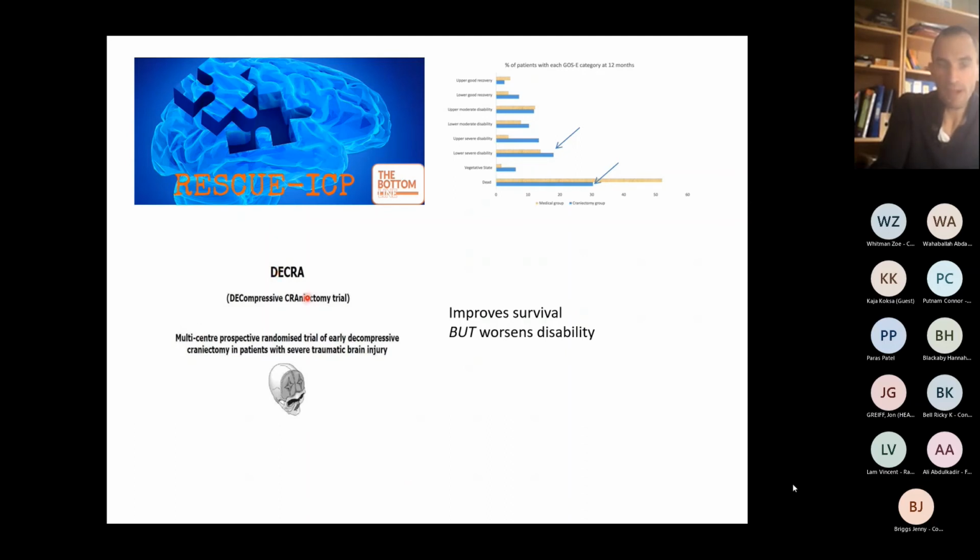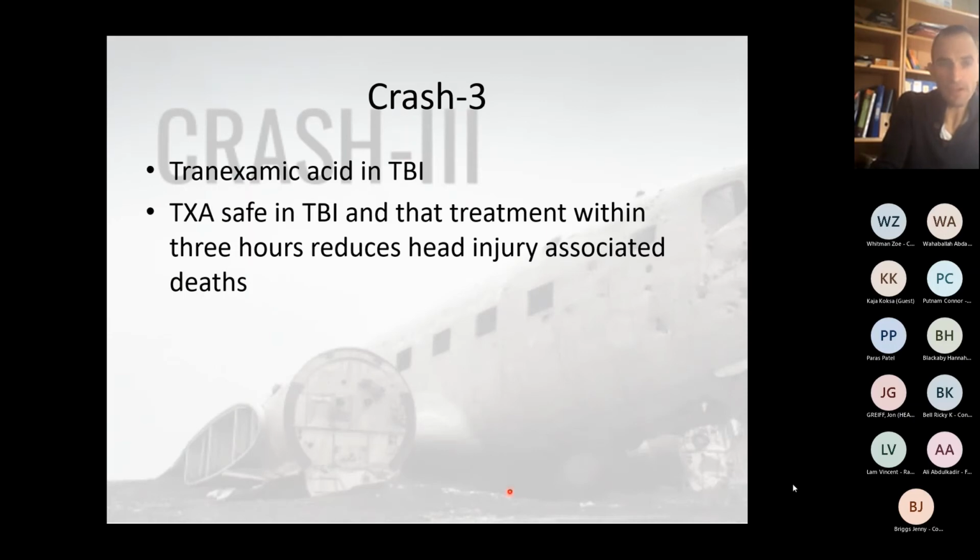And DECRA, which was another trial looking into the same thing, showed similar. Again, these trials are relatively topical and trials that may come up in something like the FICM or the final FRCA. CRASH, everybody loves a bit of tranexamic acid, and TXA is safe in traumatic brain injury and does reduce deaths if given within 3 hours. So we should be giving it as part of our management of traumatic brain injury. CRASH-3 trial, I think, published within the last couple of years.